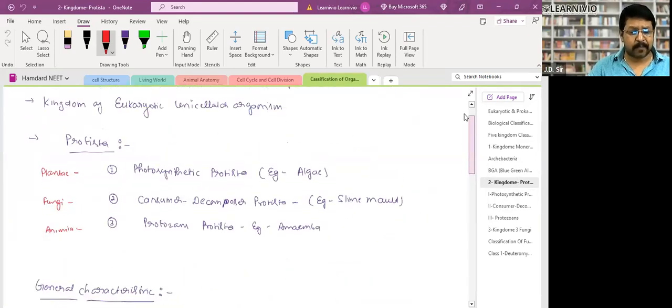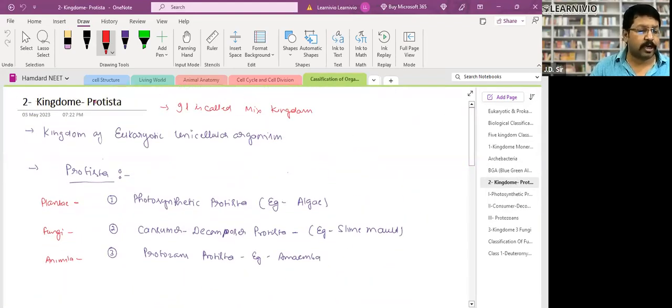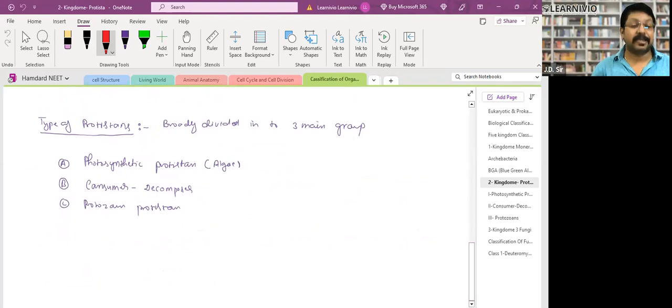And here, then, I have started with the Protista. So the kingdom Protista is called the mixed kingdom, right? The kingdom Protista is made up of all unicellular eukaryotic cells, right? Then the scientists have again divided the kingdom into three categories, right? So Protista can be of three categories.